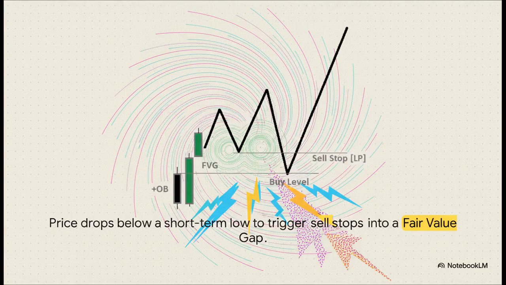So here's how this beautiful setup unfolds. You get a strong move up that leaves a fair value gap behind. Then, price makes a little short-term low. Now here's the key. You wait for price to dip back down, run the sell stops that are sitting right below that short-term low, and tap into that fair value gap. That raid on liquidity into a discount level, that's your trigger to go long.